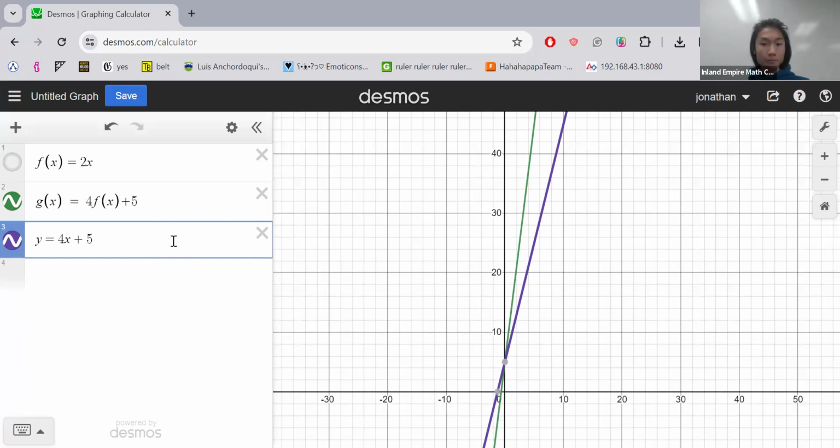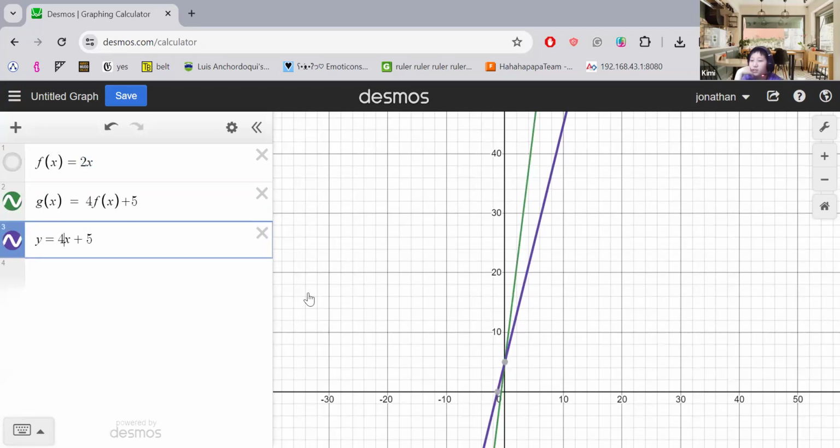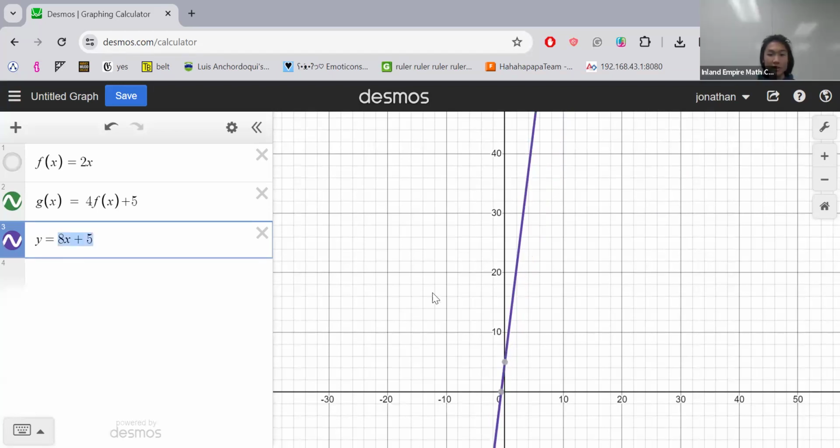It's not quite, you see, you're close, on the right track. Your y-intercept here is the same. What's the difference here? Your original function is 2x, times 4, plus 5. 2x times 4, which is what? Same thing as 8x. There you go. So if you write 8x plus 5, we can see it matches up exactly.